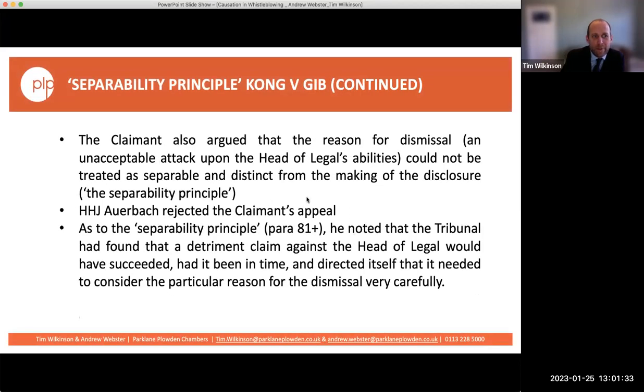You can see there that first bullet point on the slide I've just moved to. The claimant had been arguing that the reason for the dismissal couldn't be treated separately and distinct. So that goes back to the separability that we referred to in Martin and Devonshire's. The claimant appealed. His Honour Judge Auerbach rejected that appeal. And for anyone who's going to read the judgment, in terms of the separability principle, at least paragraphs 81 onwards.